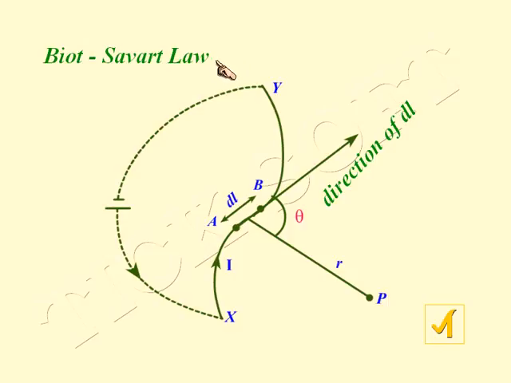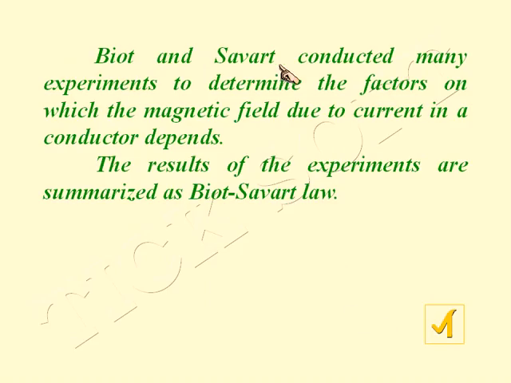Now, let us consider a wire XY, and when current I is passed through the wire, let us calculate the magnetic induction at P. From a small element dl, that is AB, the point P is at a distance r, and that element makes an angle theta with the vector r. So the magnitude can be given by the Biot-Savart law.